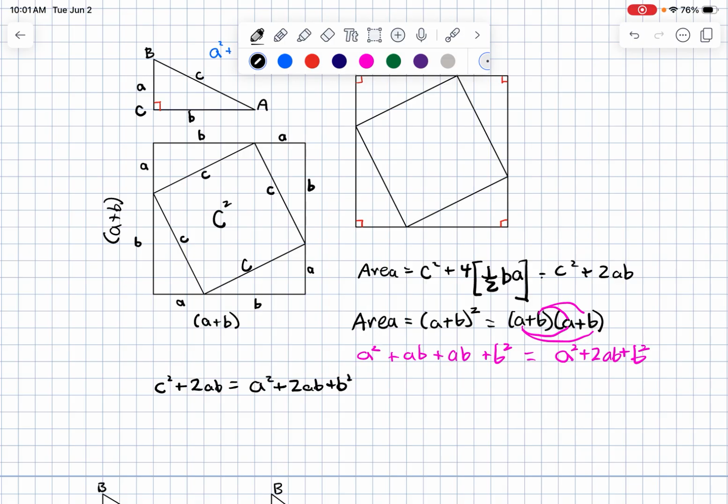Now you notice the 2ab here and here, those are both positive 2ab. So those will just get rid of each other. I take both of those away, and what I get is c squared equals a squared plus b squared. Now that is the Pythagorean theorem. And now you know a proof of the Pythagorean theorem. You don't have to just take your teacher's word for it.